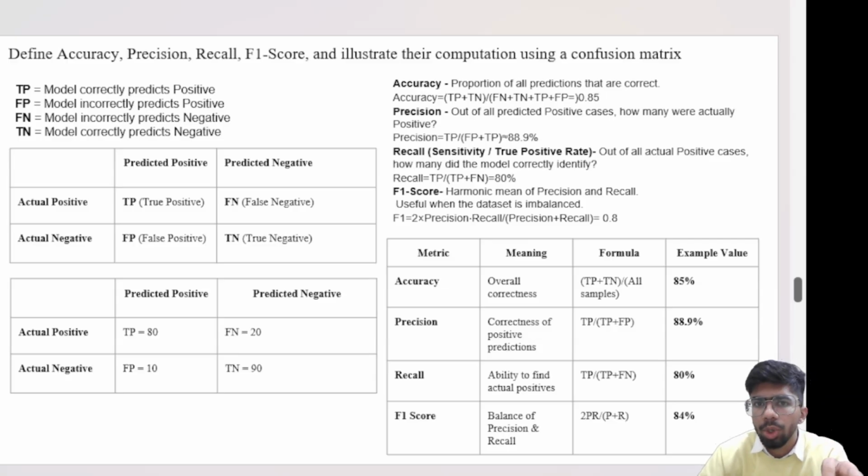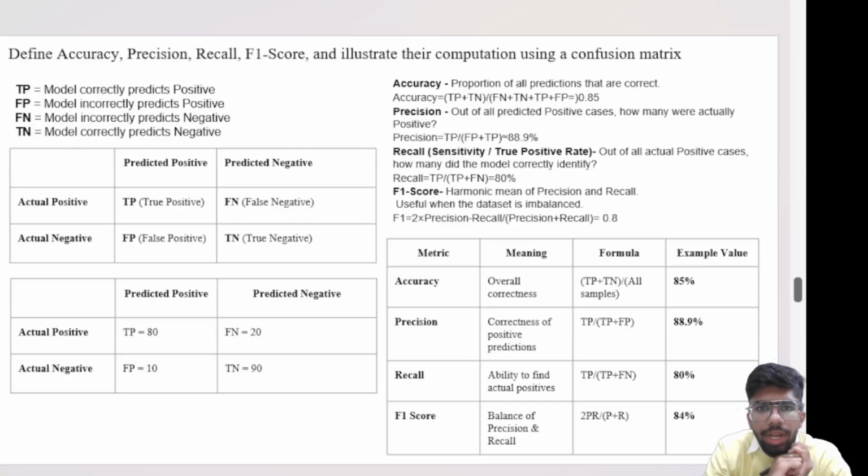TP represents the true positive, meaning the model correctly predicts positive. False positive: model predicts positive, but it is actually negative. False negative: model predicts negative, but the case is actually positive. True negative: model correctly predicts negative. These four values form the basis of almost every classification metric. Now, using the numerical example, the confusion matrix shows true positive as 80, false negative 20, false positive as 10, true negative as 90.